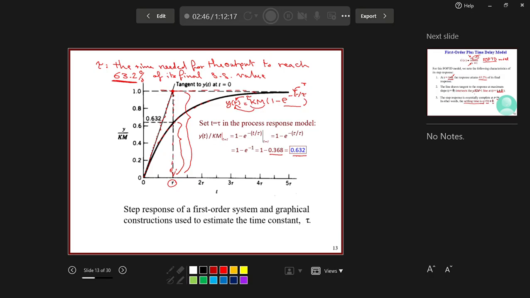Now we don't need to do this. What we need to do is to make the tangent, and then when it crosses the steady state, we reflect it to the x-axis. This will be the value of tau, and this will represent the time needed for the process output to reach 63.2% of its steady state value.